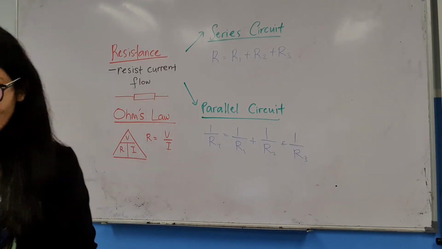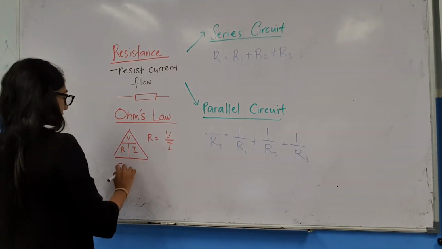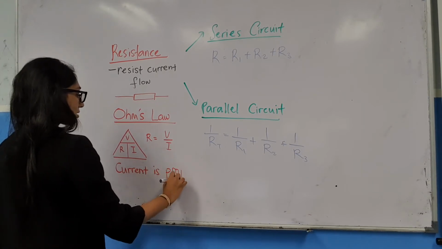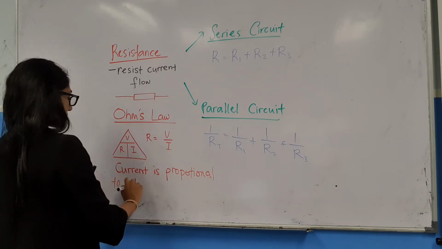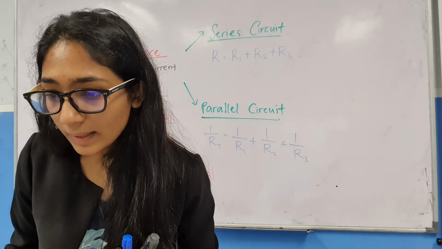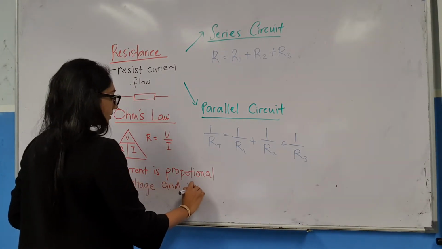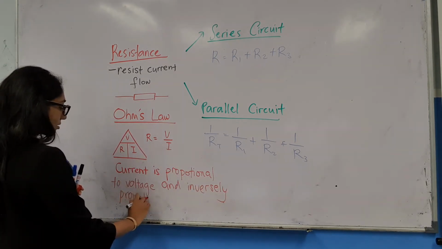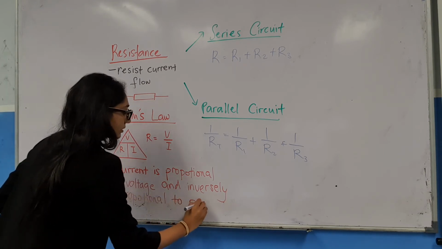So Ohm's law states that current is proportional to voltage, which means when current increases, voltage increases, so it's proportional, and it's inversely proportional to resistance. Inversely proportional means when one increases, the other decreases, to resistance.